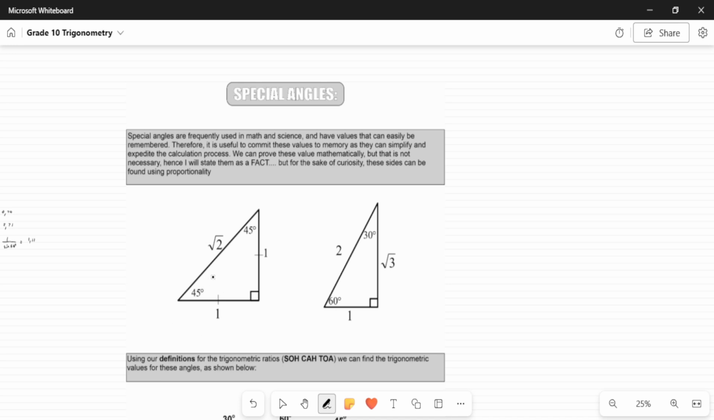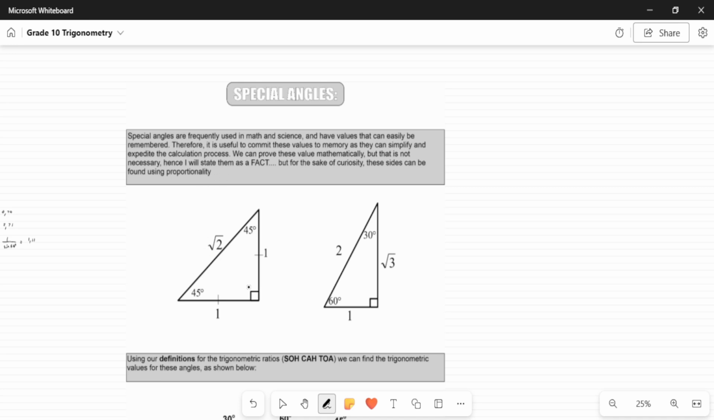And as I said, in your first year of engineering or certain science degrees, you're not allowed to use a calculator. So understanding these values and what they output will become very important. We can prove these values mathematically, but it's not necessary, hence I will state them as a fact. But for the sake of curiosity, these sides can be found using proportionality. That's the topic discussed at grade 12.